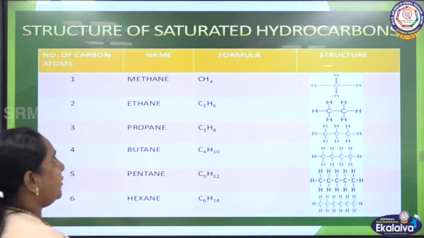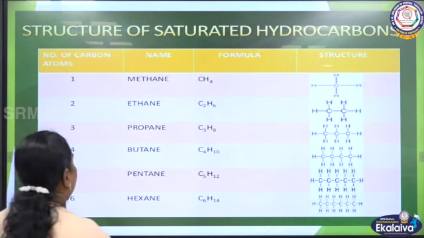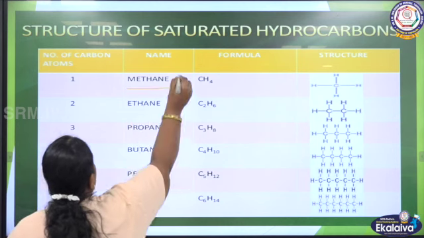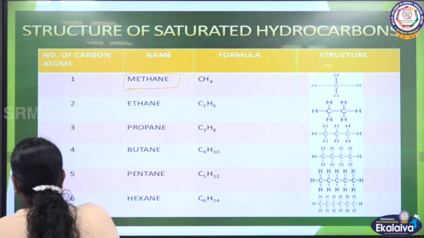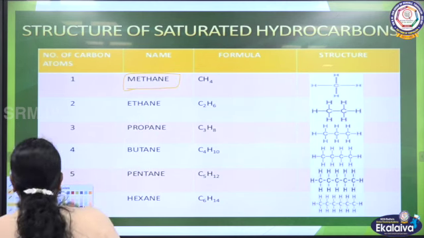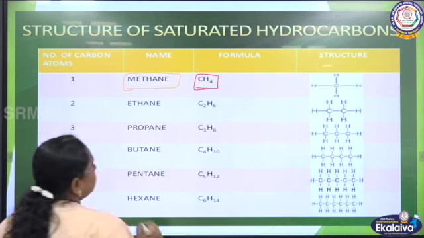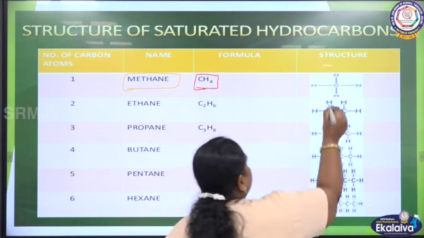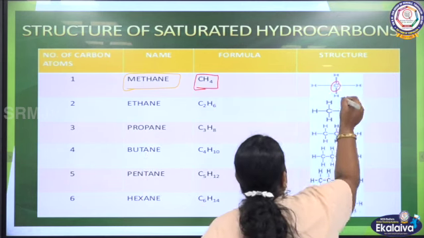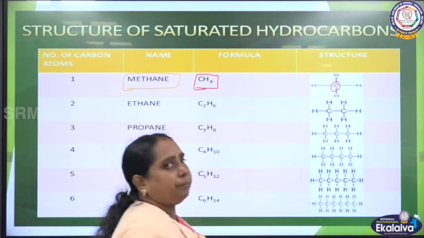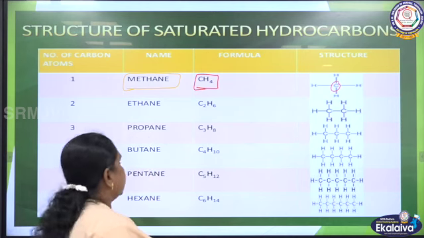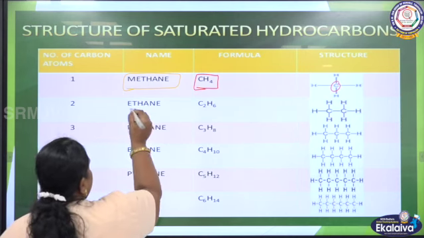So these are some of the examples of saturated hydrocarbons. The first member is methane, where the formula is CH4, which shows that this compound contains one carbon and there are single bonds present between carbon and hydrogen. And the second member is ethane.